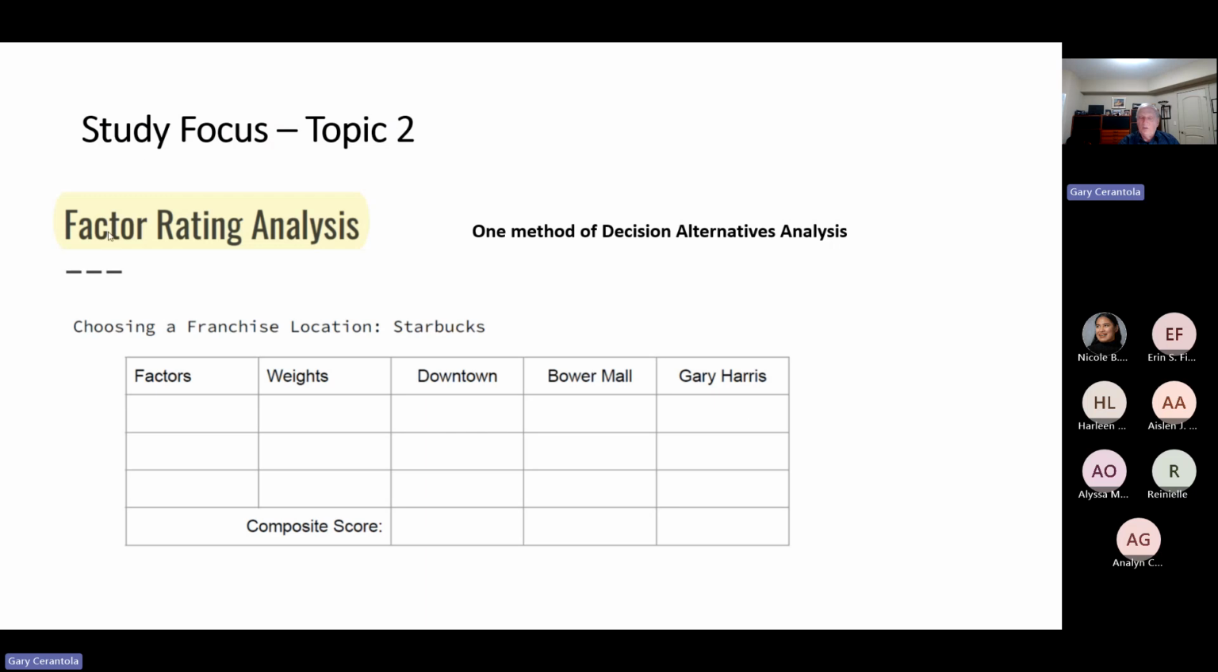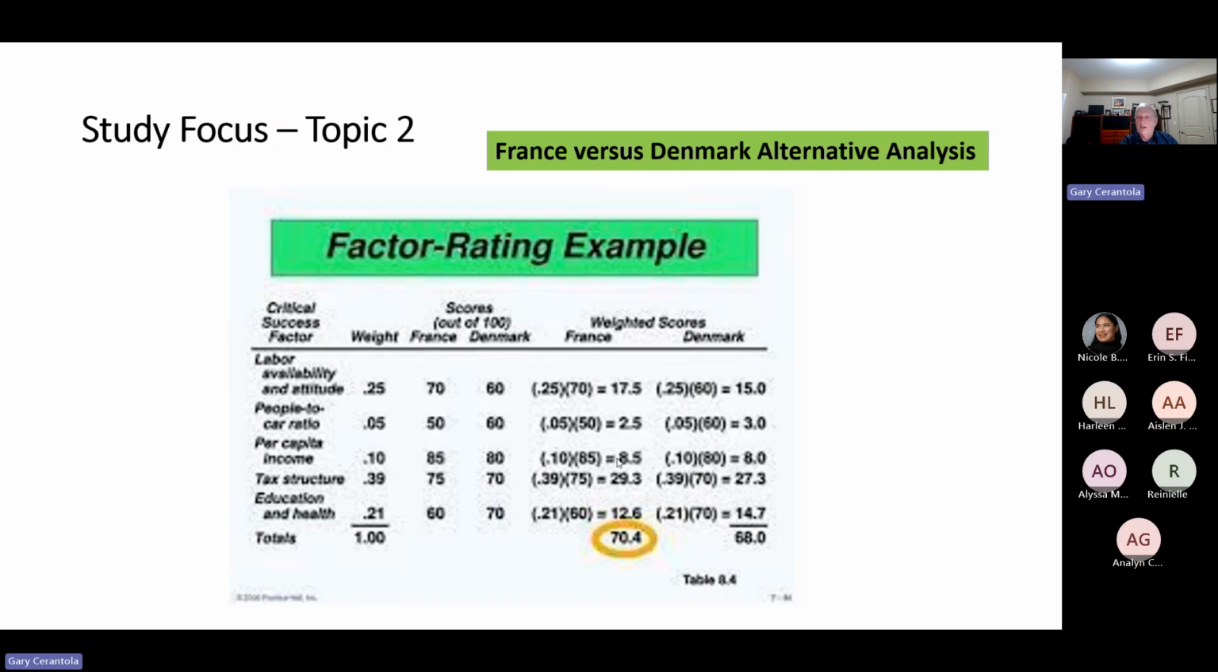So here's a way of doing a factor rating analysis. What factor of a decision is important for Starbucks? And then how important relative to each other are these factors? That's where you put a weight together. And then you evaluate these factors against 3 different locations, and then you get a score. And the one with the highest score really gives you the idea.